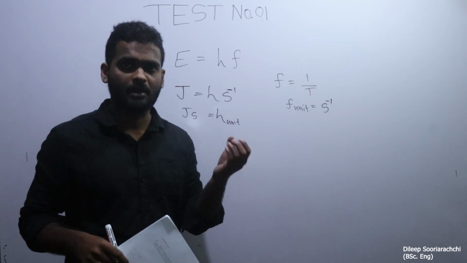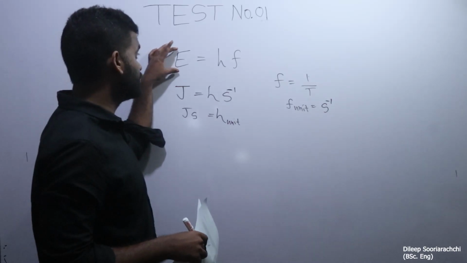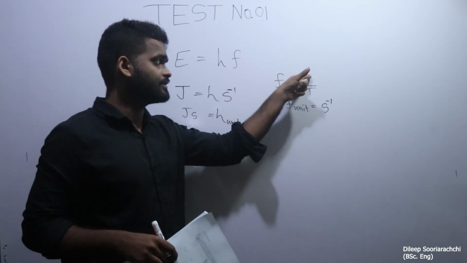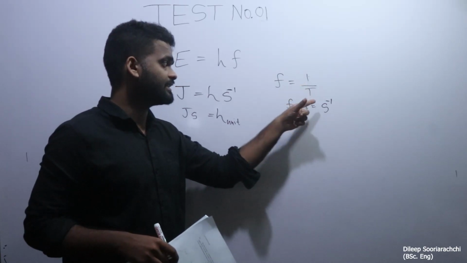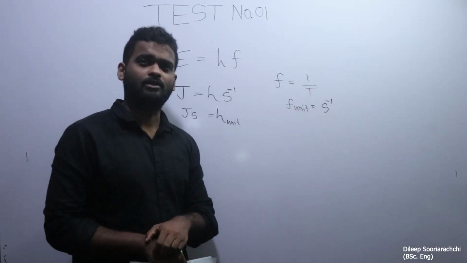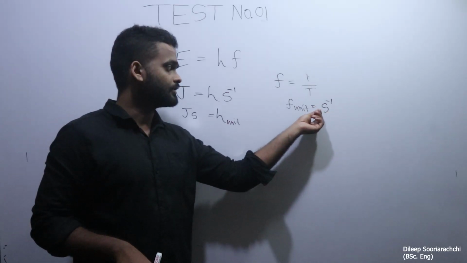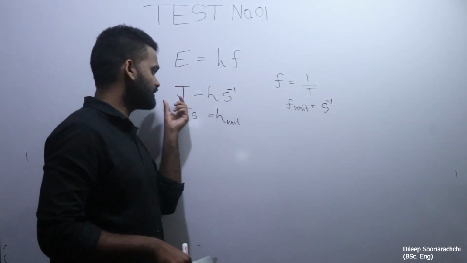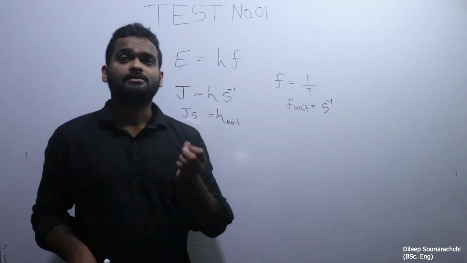So here you have to remember, when you study units and dimensions, the units of energy and the units of frequency. The equation for frequency is 1 over time period. Time is measured in seconds, so 1 over second becomes per second. There's another unit called hertz, but here we are using per second. Then you just have to substitute those units in the equation. Then you can find the units of Planck's constant.